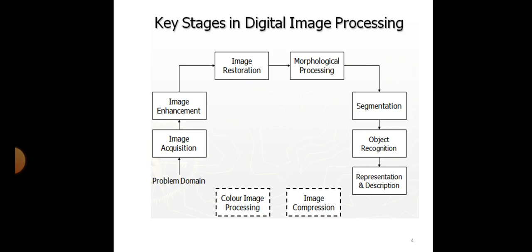Then we do the morphological processing also, and we segregate the small parts of the process by using segmentation. From that, we recognize the object and represent the image with different descriptions. And here the digital image size is very high, so we compress the data. That is called image compression. And also we convert gray level images to color images, so we process color image data also.